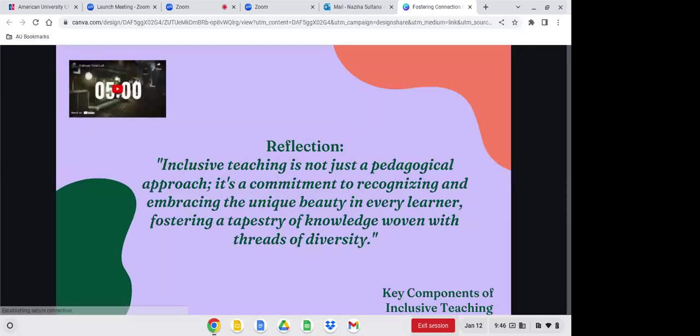Okay. So we're going to take the next 5 minutes to think about this reflection. And I want you to talk to anyone you want to in the room about it. Inclusive teaching is not just a pedagogical approach. It's a commitment to recognizing and embracing the unique beauty in every learner, fostering a tapestry of knowledge woven with threads of diversity. I know that's a lot. Magical words in there. We have some bonus points in there somewhere. So when you break it down, what does all of this really mean to you? Okay?